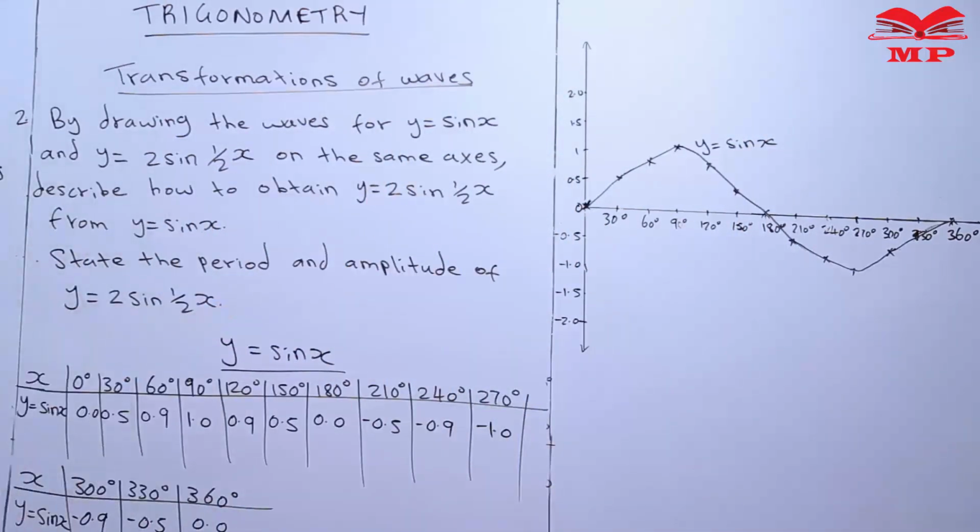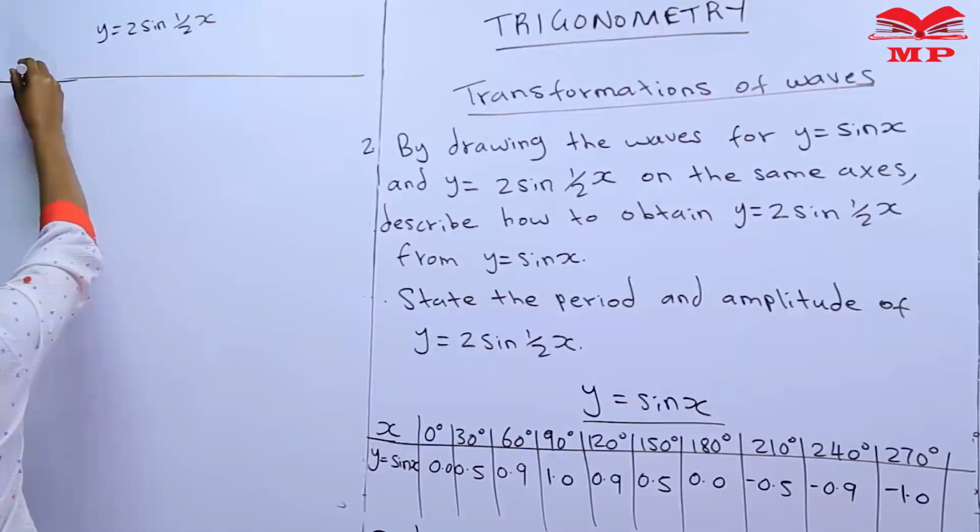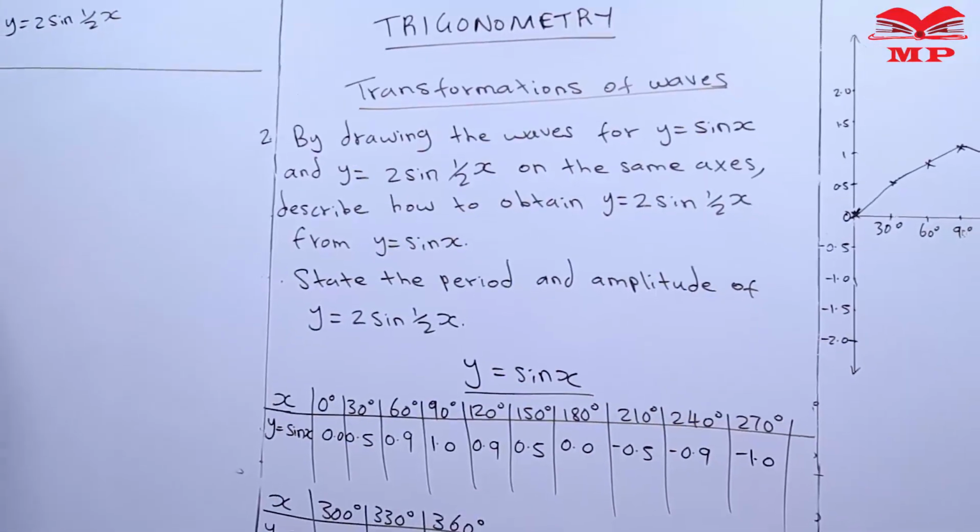Then we now require the other table for y is equal to 2 sine a half x. We require that table so that we can plot it. In this case, we have y is equal to 2 sine a half x. Again we have the same values of x. So we are going to have it this way: we have x here, then we have y.